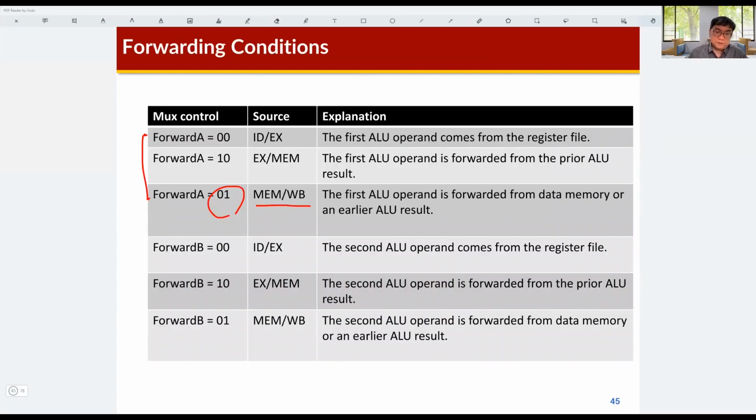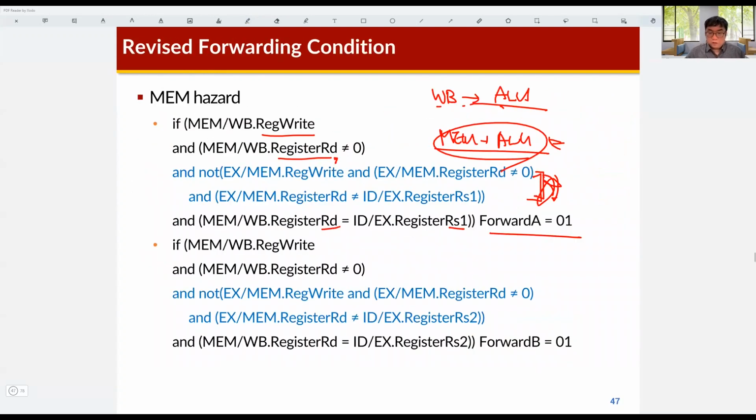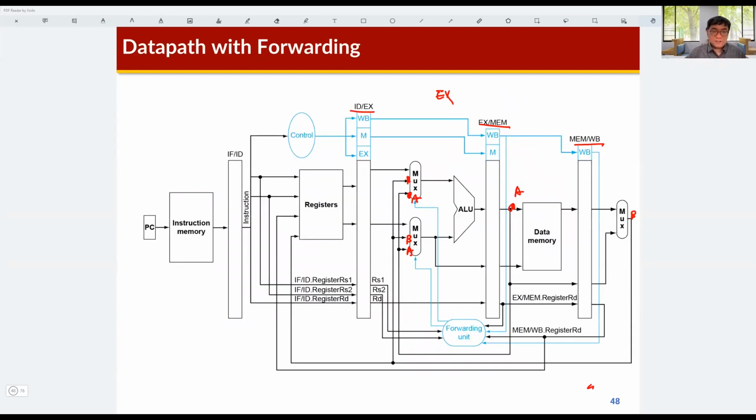This is how the forwarding selection signal is generated by several conditions, and we learned how to generate these selection signals. So I repeat, this is a very important topic. You need to understand this topic, data forwarding.